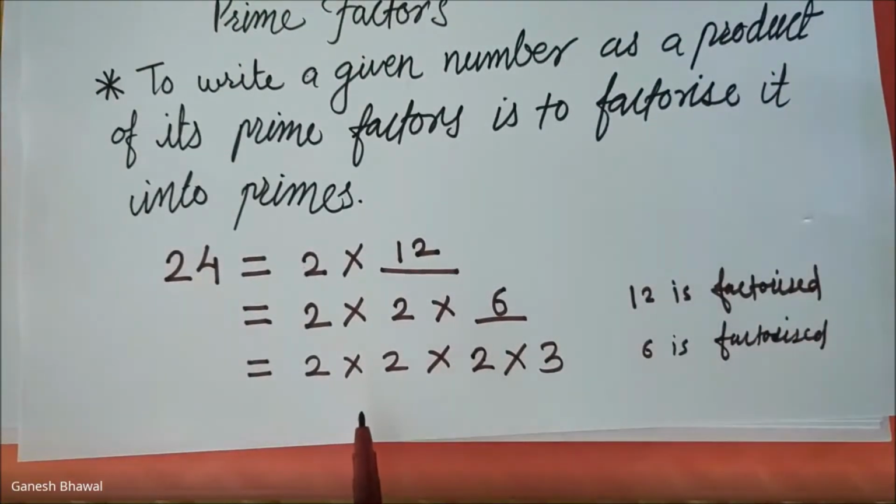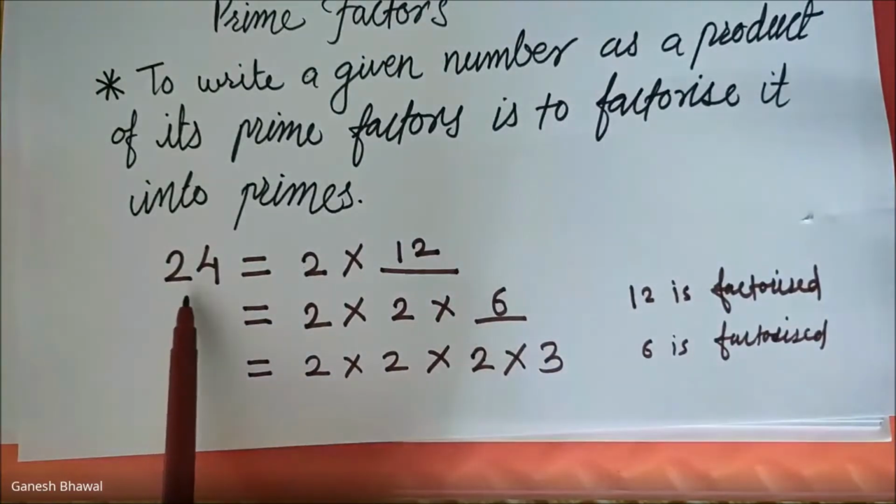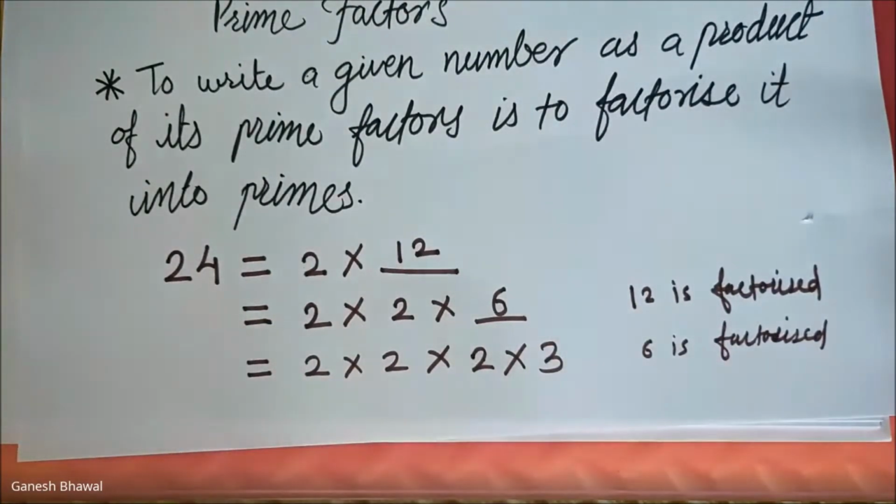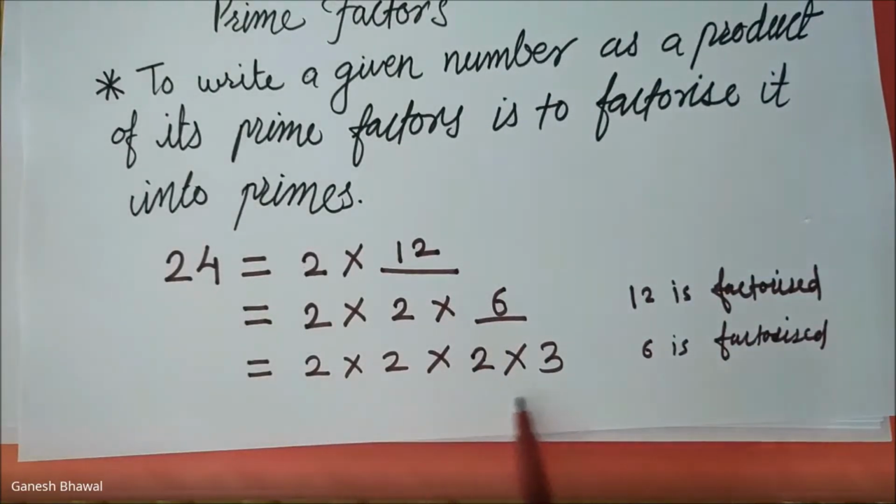Okay. Now tell me, is further factorization possible? No. 2 is a prime number, 2 is a prime number, 2 is a prime number, and 3 is a prime number. Therefore, these are called the prime factors of 24 in multiplication form. Write it down. When you multiply all these numbers, the product should come 24. Your answer will come correct.